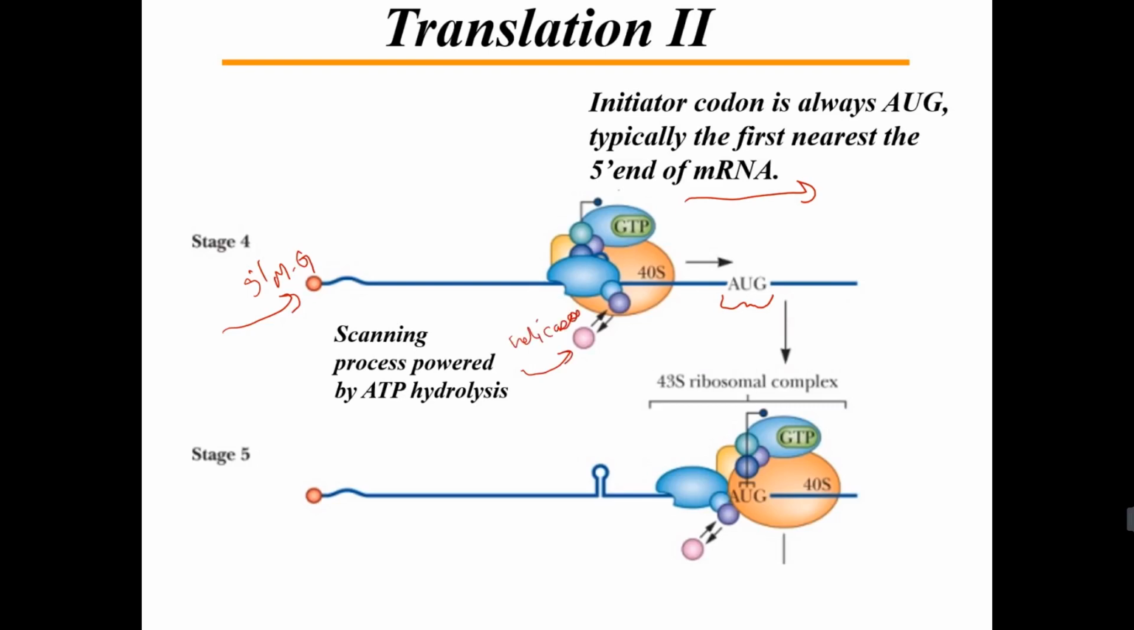Okay, and once we get pairing of the anticodon of the Met tRNA initiator with the AUG codon of the mRNA, we get the signal that the target has been found. So here we have codon and anticodon complex pairing.